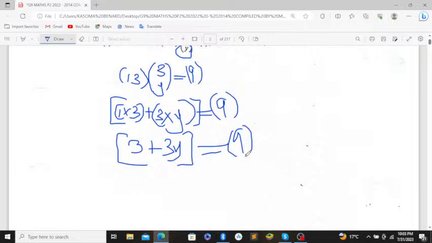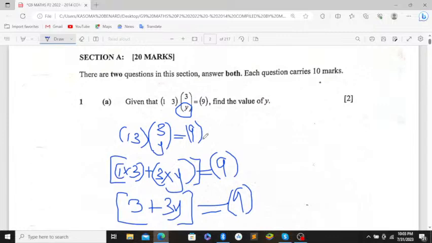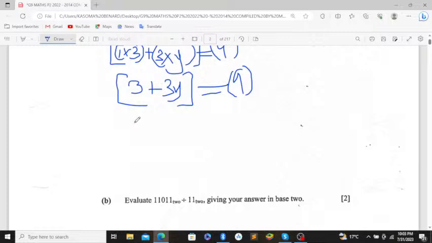Now when we reach this stage, we want to find the value of y. That's what they're asking us: find the value of y. So what we're going to do now is remove the brackets and leave the expression just the way it is. We have 3 plus 3y is equal to 9. Even here we are removing the brackets.